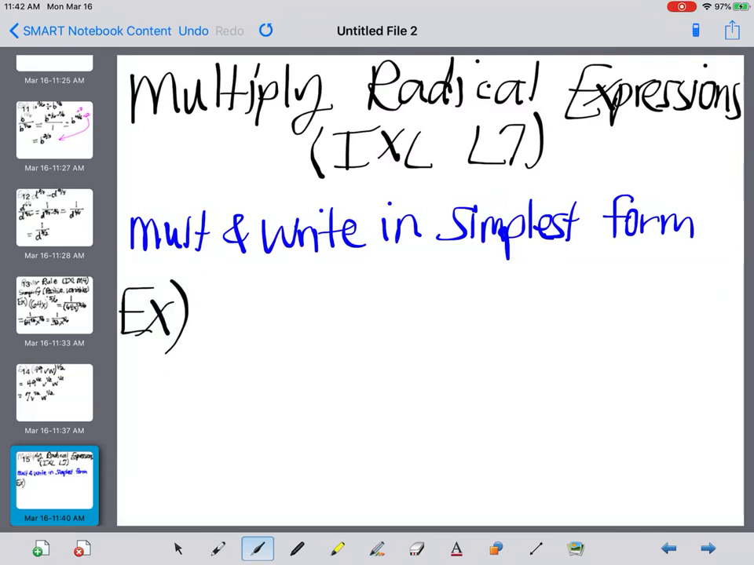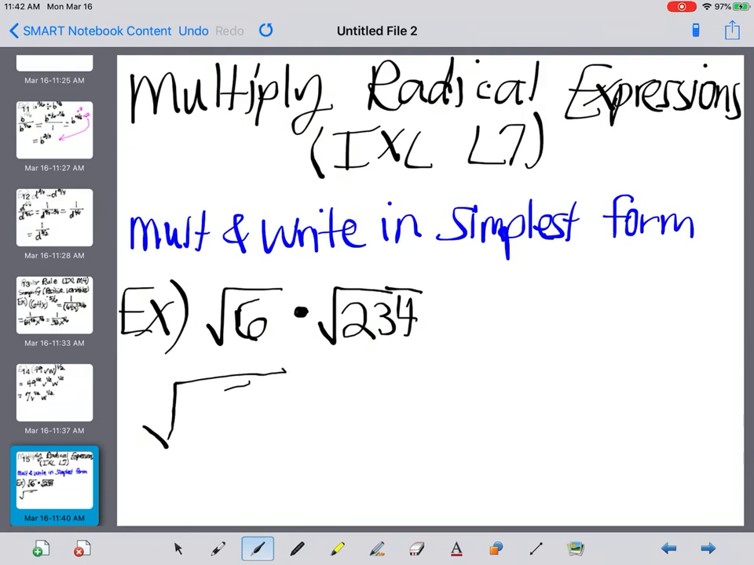This one is a little bit tougher. So we have the square root of 6. Anytime I have the square root or the cube root or the fourth root, whatnot, if it's written like that, that would be a radical. So we have the square root of 6 times the square root of 234. So already we can tell this is going to be a little bit crazy. So basically how to do this is we're going to do the square root of, well, 6 and 234 both are not perfect squares.